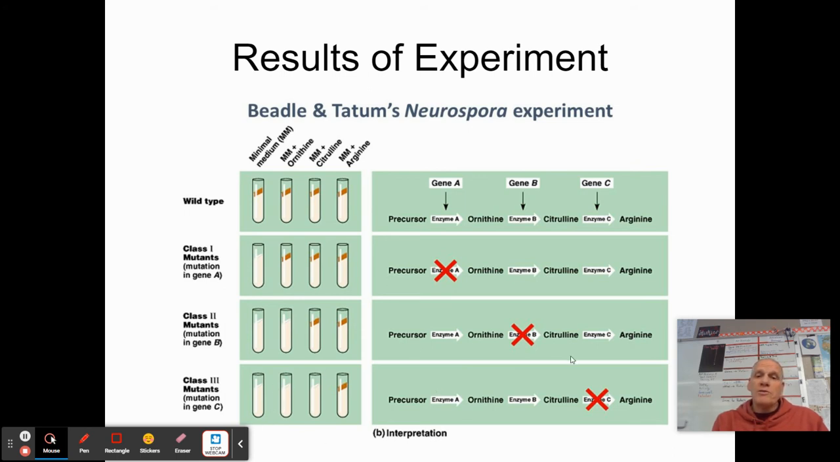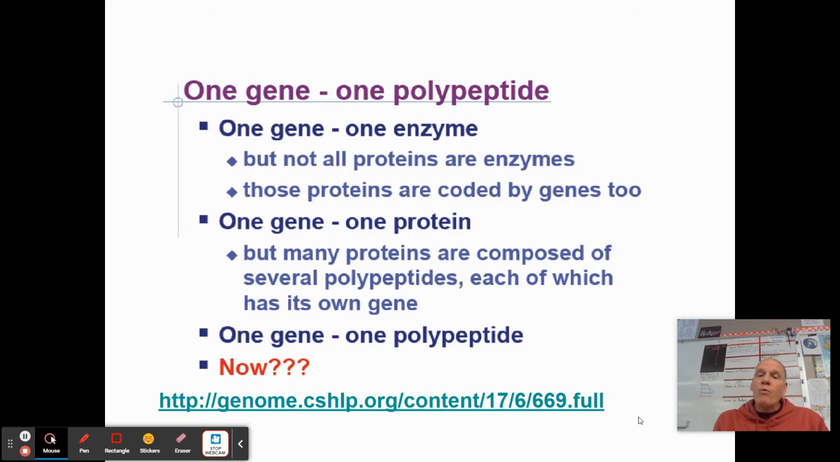The class 3 mutants, it's in the last enzyme C. And as you notice right here, it's not going to grow in any of these except for the minimal media that already has the arginine added to it. So with this basic experiment, they came up with the idea that one gene equaled one enzyme.